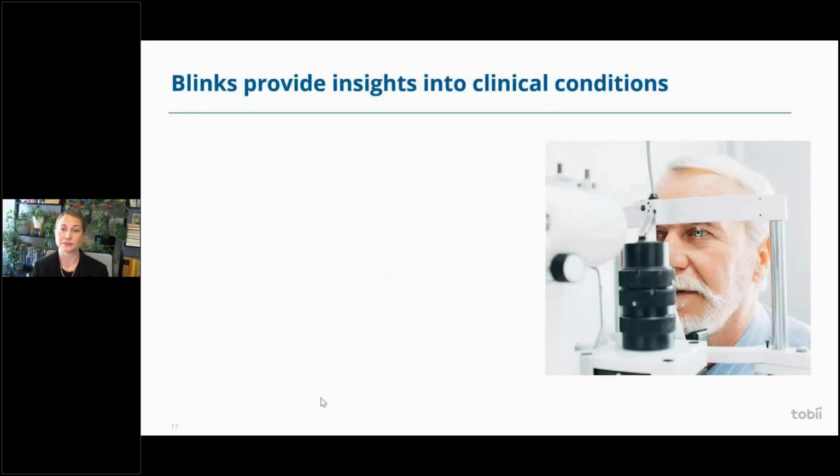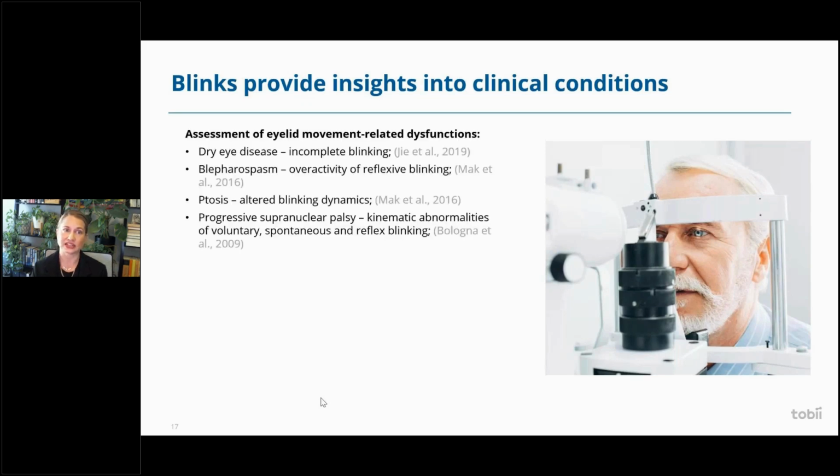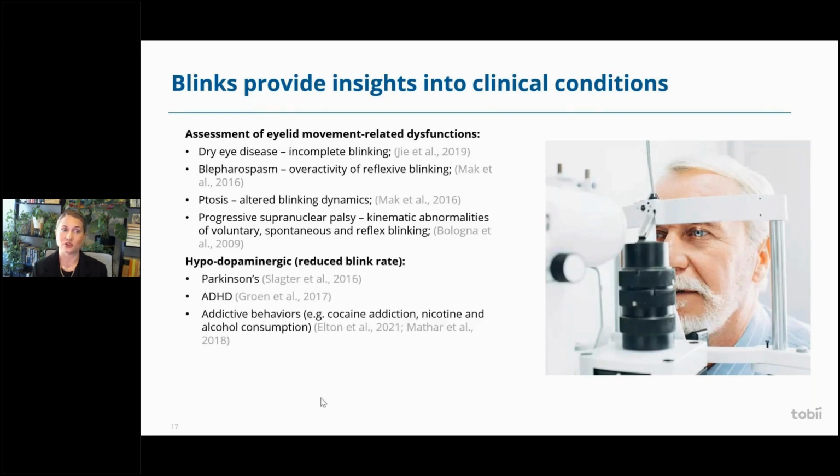Because of this relationship between blink rate and dopamine, spontaneous blinks can be used and measured to assess brain pathologies in which normal dopamine levels are affected. So blinks can give you insights into clinical conditions. First, you can use blinks to assess eyelid movement related dysfunctions like dry eye disease, blepharospasm, or progressive supranuclear palsy. But you can also assess hypodopaminergic conditions like reduced blink rate that you see in Parkinson's, ADHD, or addictive behaviors. You can also assess clinical conditions that have an increased blink rate, hyperdopaminergic, like schizophrenia or autism. And here are a variety of citations for studies about those.